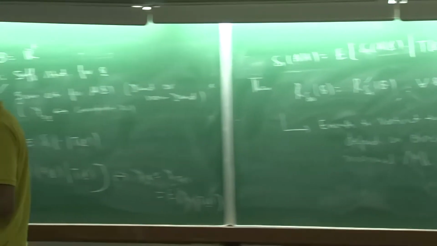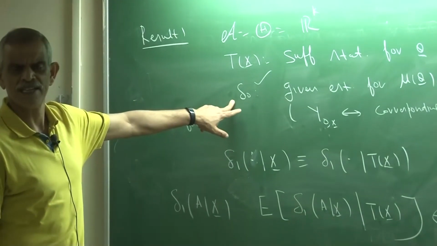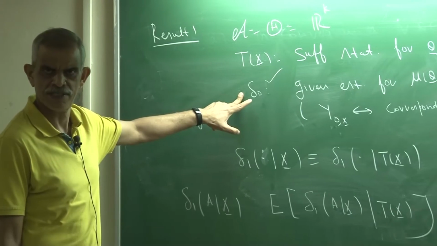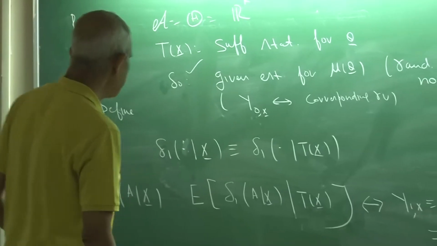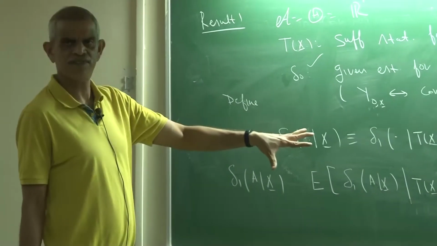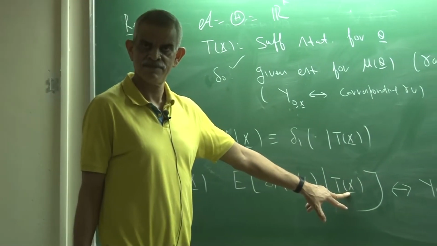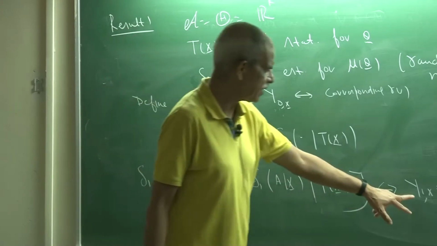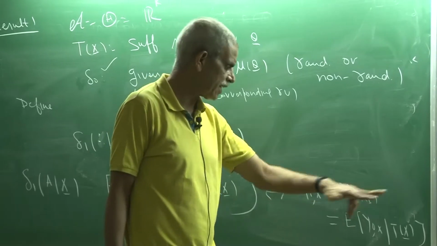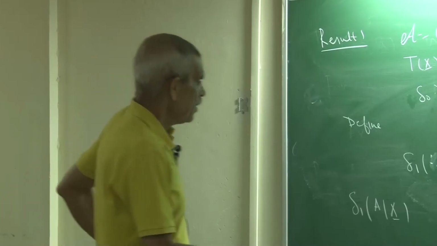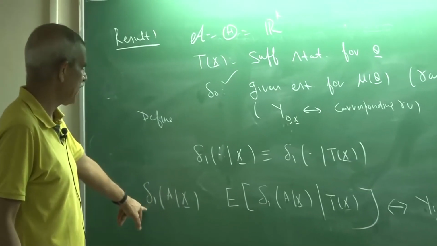So let me just again summarize a bit. It says if you are given any estimator delta naught, this could be randomized estimator, this could be non-randomized estimator, you take its expected value with respect to conditional distribution of x given Tx. So that is what it says: y1x, I take a new random variable whose distribution is the same as expected value of y naught x given Tx. So this y1x only depends on Tx. And corresponding probability measure I am saying is delta 1 A given x.